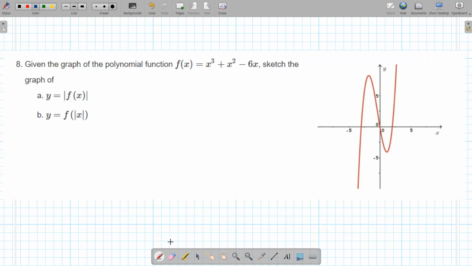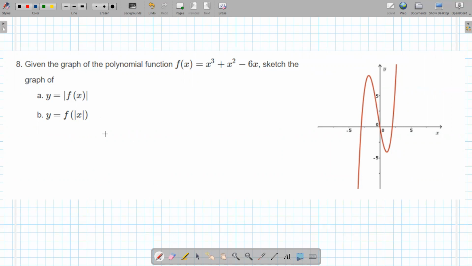All right, this one's interesting. So what's going on here? They've given us a cubic polynomial and they've asked us to sketch the absolute value of this. So now the question for you is, what does the absolute value do? Well, it goes like a V. Yeah, it's always going to be positive.